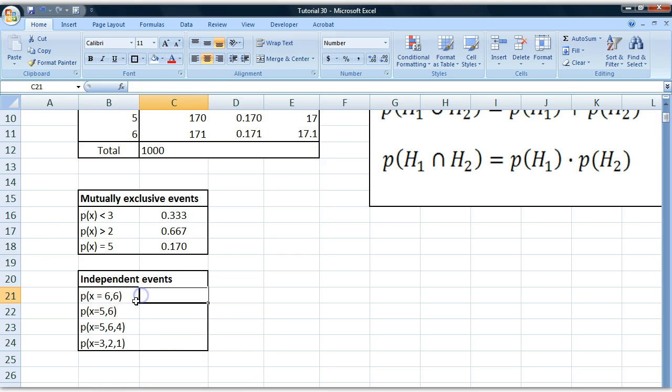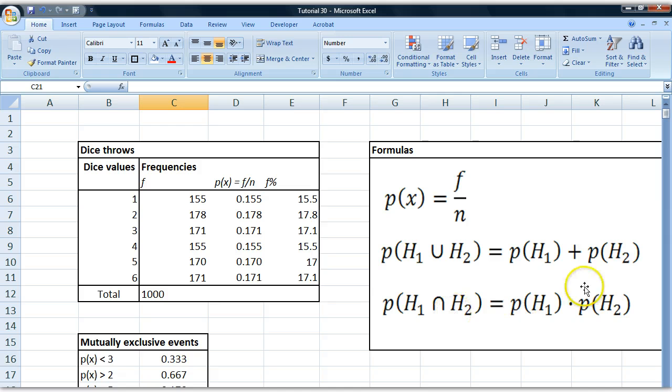With independent events, we have to be really clear here. We're talking about throwing the dice twice, and I want to get two 6s, or a 5 and a 6, or a 5 and a 6 and a 4, or a 3 and a 2 and a 1. It doesn't matter which order they're coming in. We might as well get a 6 and a 5 here. That's the same probability. That's what we're calculating here. So don't mind the order these numbers are in.